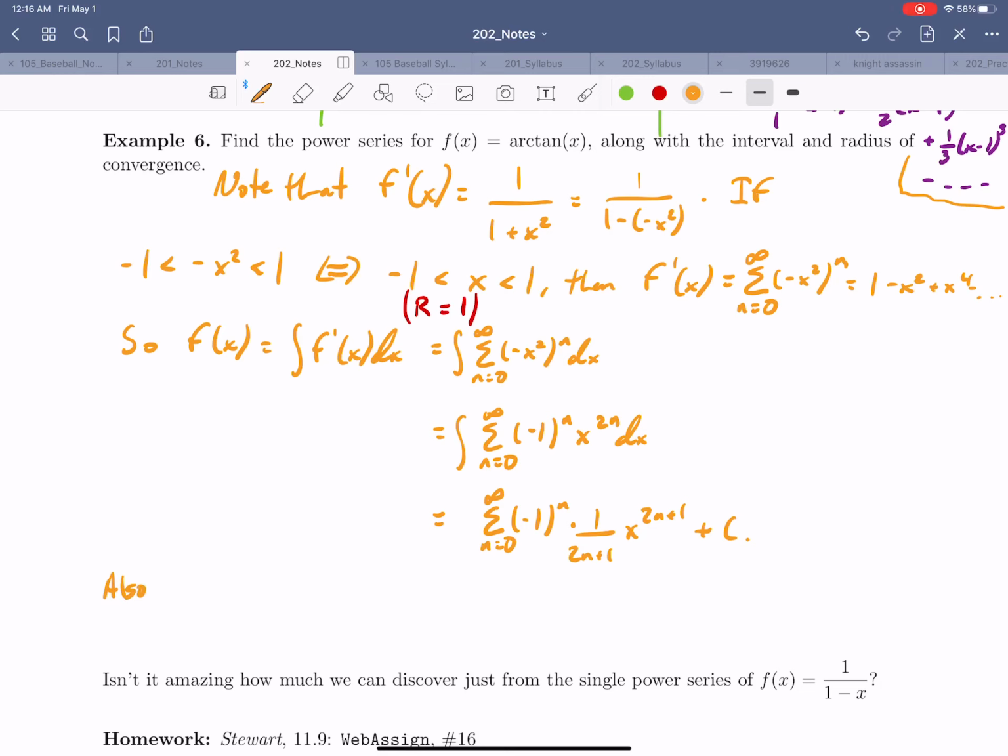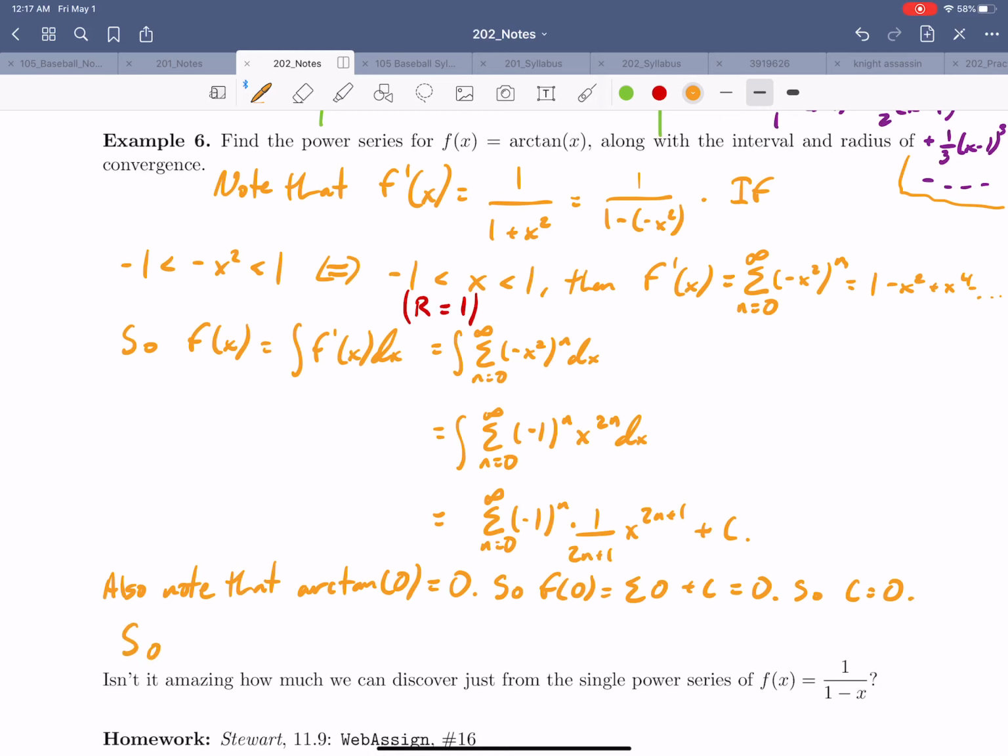So I'll say also note that arctangent of 0 equals 0, because tangent of 0 is 0. Well, that means that f of 0 equals 0 on the one hand. On the other hand, it equals the sum of 0 plus c, which is 0. Right? So c equals 0. So once again, we have a value c that's just 0.